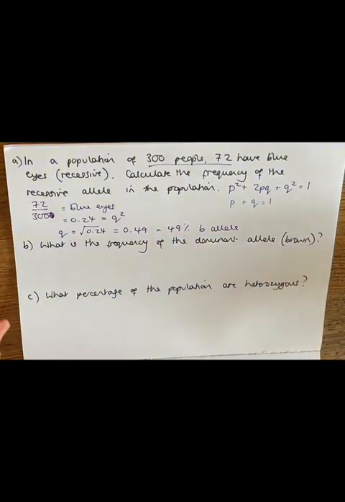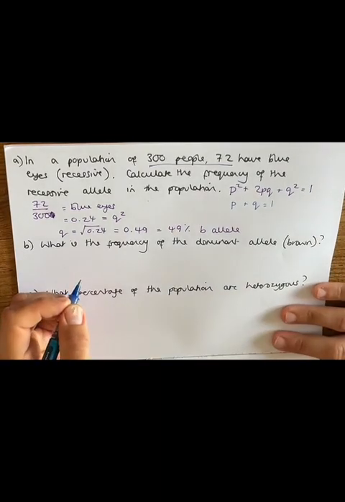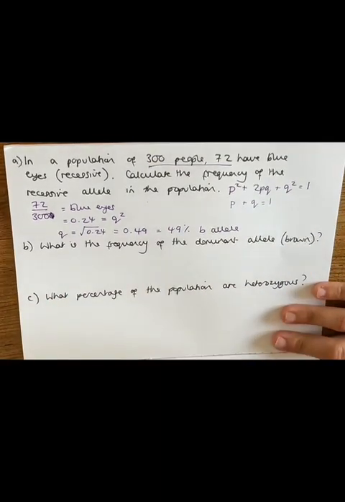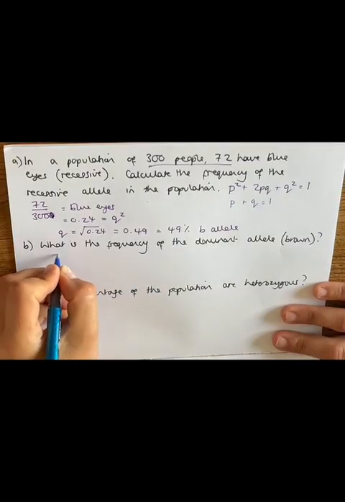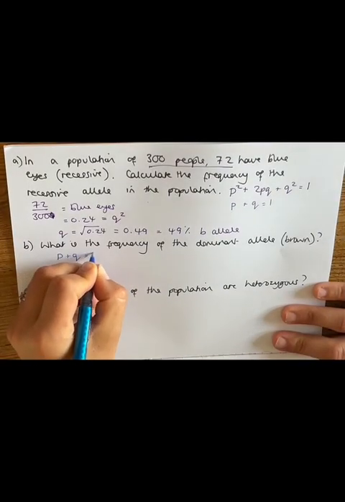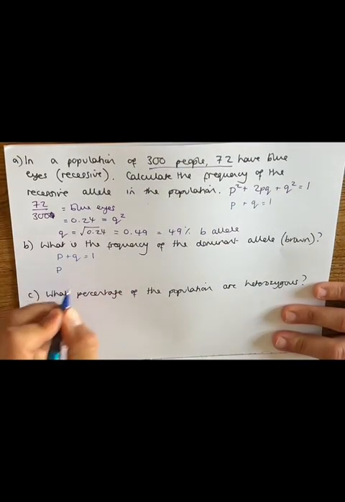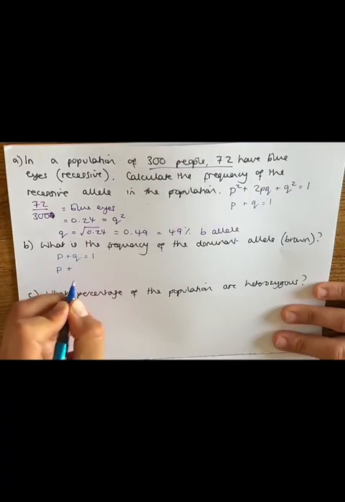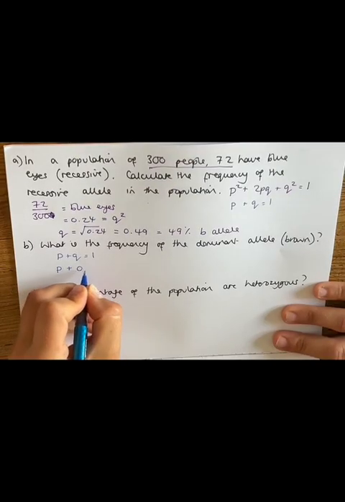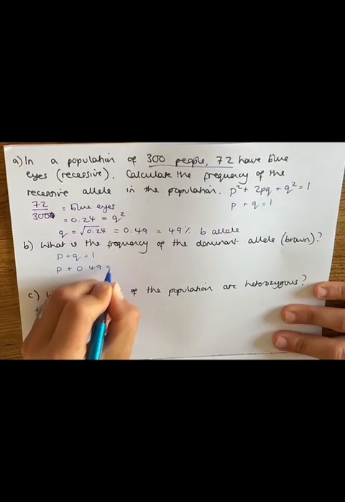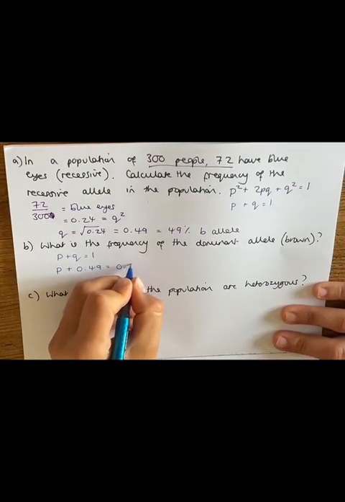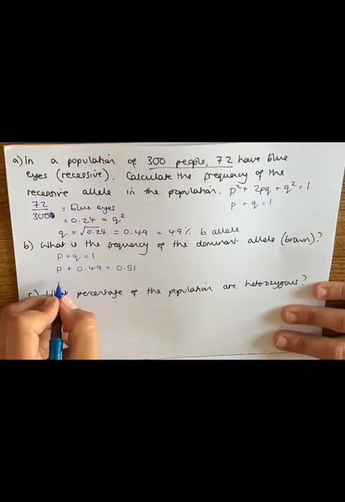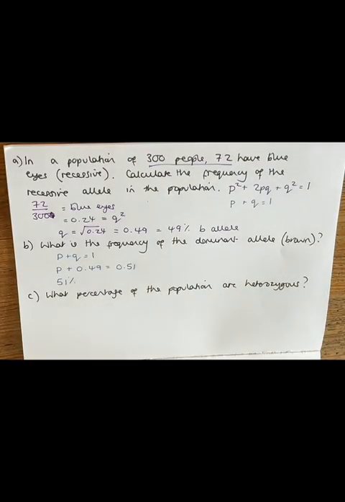Then we go on to be asked, what is the frequency of the dominant allele? So the brown allele. In this, we're going to use p plus q equals 1. We want to find out p, and we know that q is 0.49. So therefore, p must equal 0.51. And if we're giving it as a percentage, that's 51% as the frequency of the dominant allele.